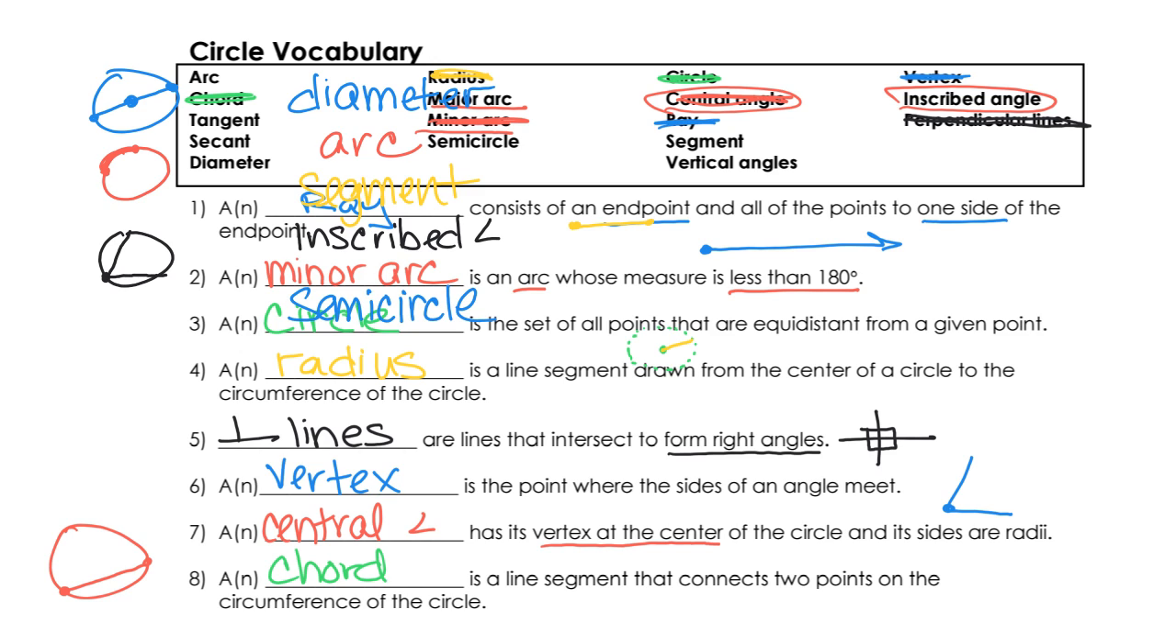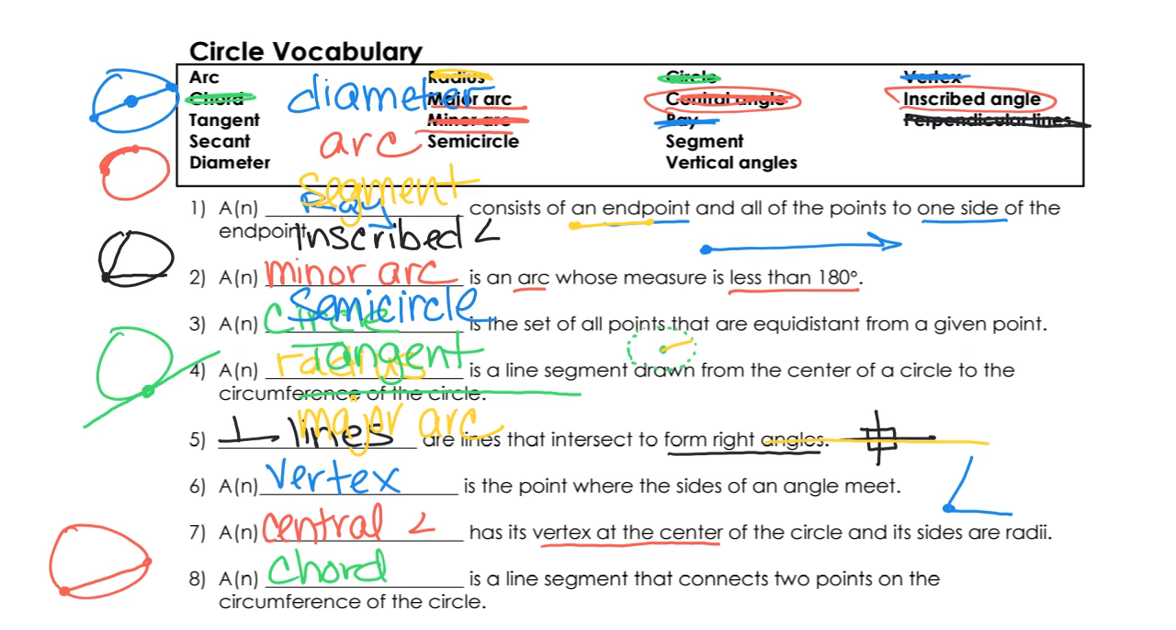Number 14, a blank is a ray or segment drawn from a point outside of the circle and touches the circle only once. Okay, so a line from the outside of the circle only touches the circle once. That's a tangent. Number 15, a blank is an arc whose measure is between 180 degrees and 360. That's a major arc.